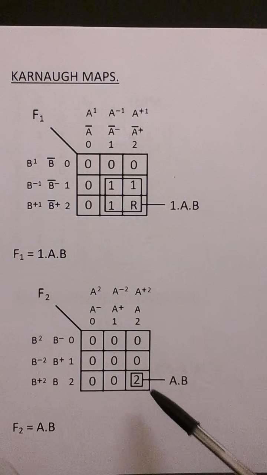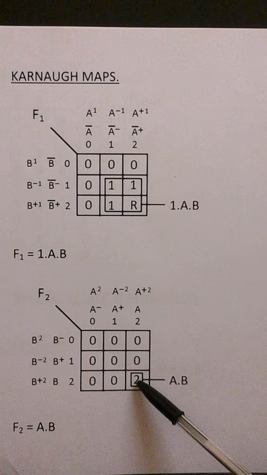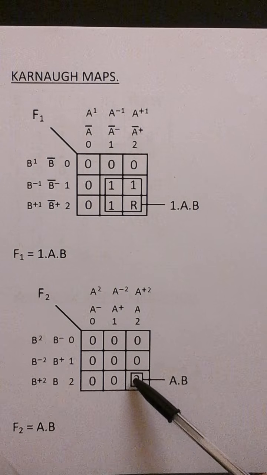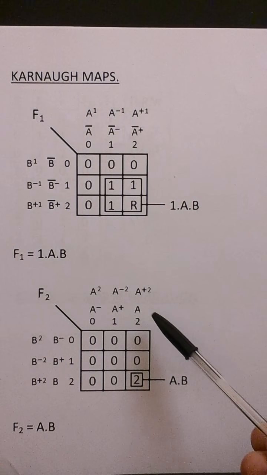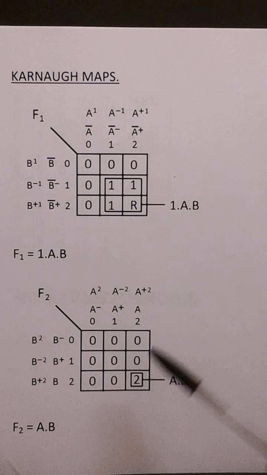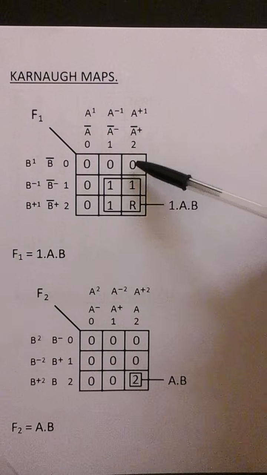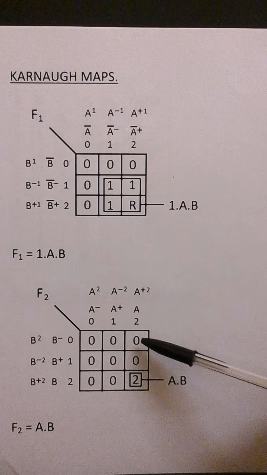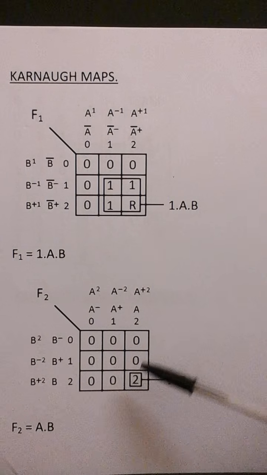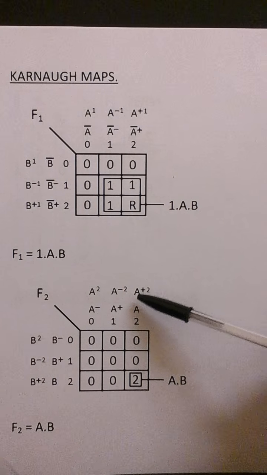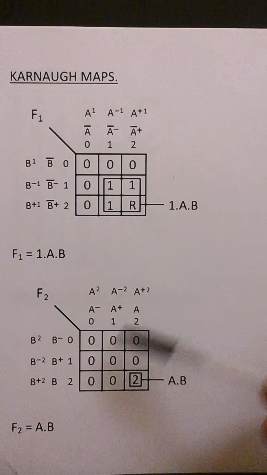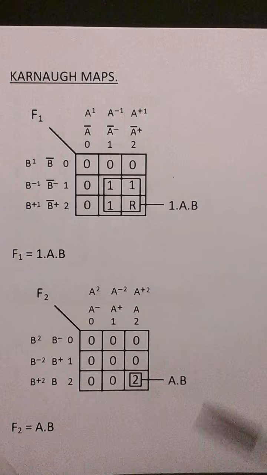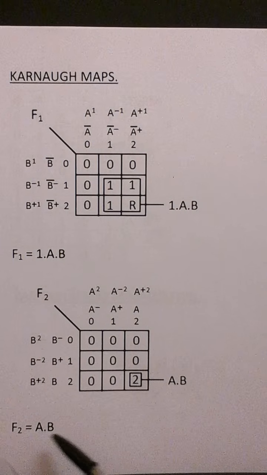Karnaugh map F2, well, there's only one loop there, just a 2, and that equals A and B, because I have A there and B there, A there and B there, so I don't need to use the A plus 2, B minus 2, I can use A and B. So F2 equals A min B.